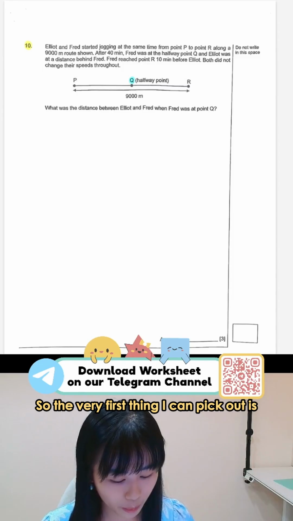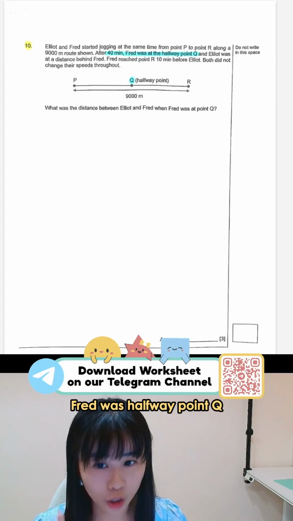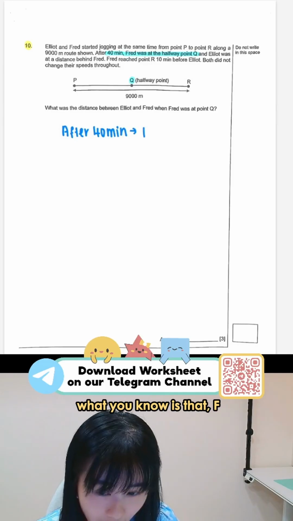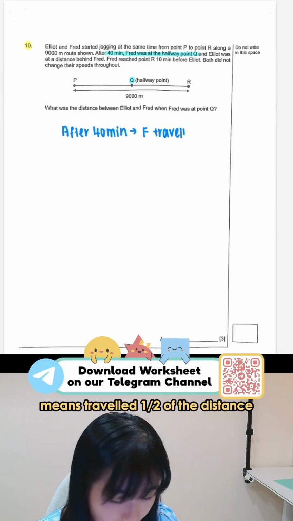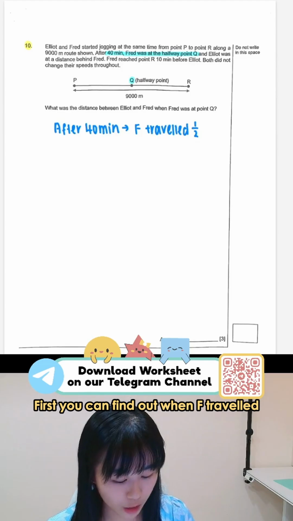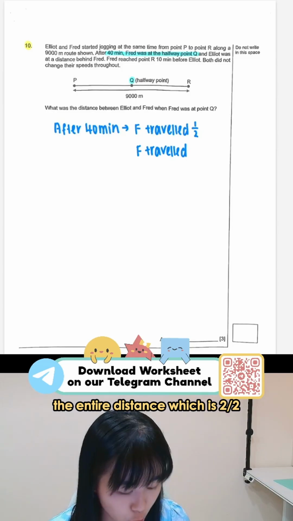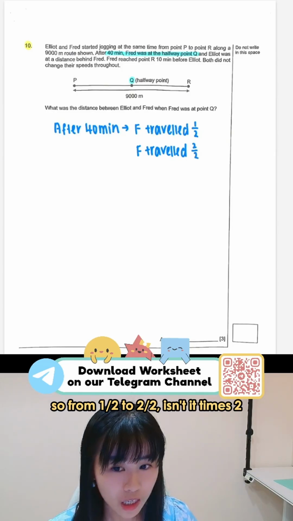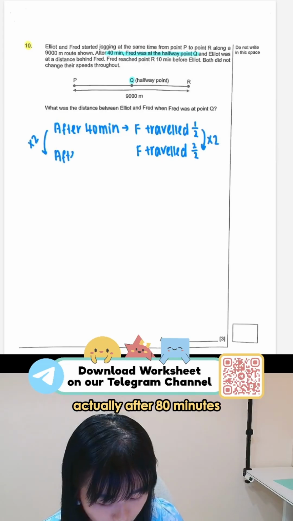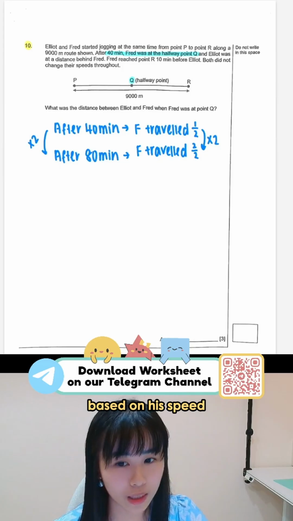So the very first thing I can pick out is after 40 minutes, Fred was at halfway point Q. After 40 minutes, what you know is that F, if halfway point means traveled half of the distance. Do you agree with me? Okay, what are some things you can do first? You can find out when F traveled the entire distance, which is 2 out of 2. This will give you more information, right? So from half to 2 out of 2, isn't it times 2? So your time is times 2 here also. Actually, after 80 minutes, F would finish traveling based on his speed.